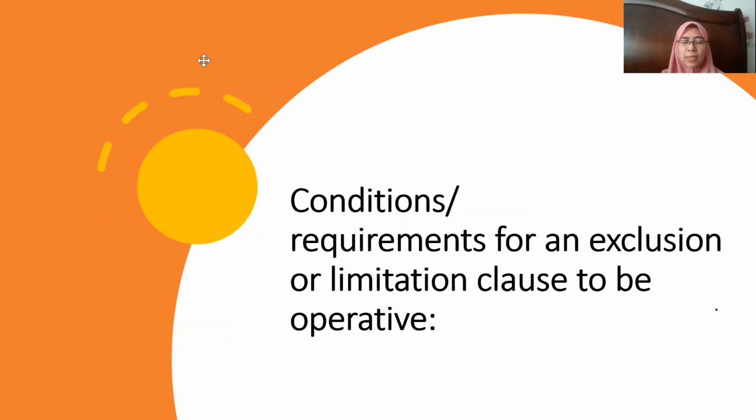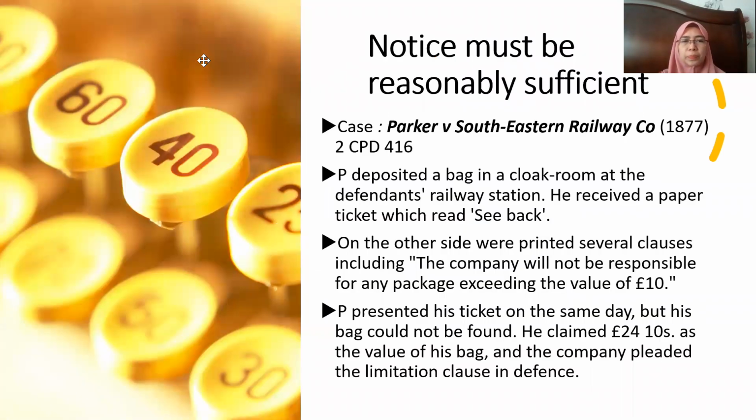But because the effect of an exemption or exclusion clause is to exclude or exempt liability, there are conditions and requirements so that it can be operative. It is valid and enforceable if all the conditions or requirements are fulfilled. So here, in a way, it is quite balanced. The first one, very important: notice must be reasonably sufficient. Meaning here, the other party who signed it, who accepted the clause, must be aware of it.